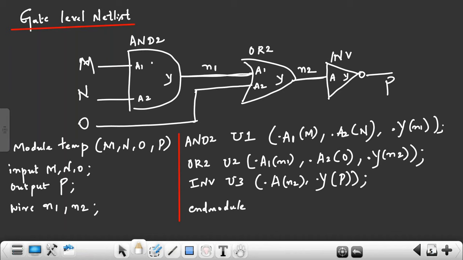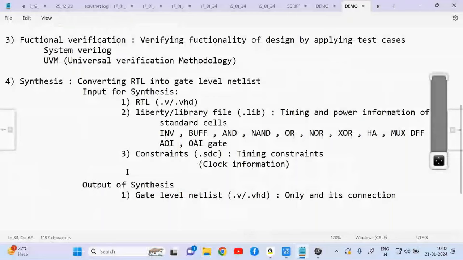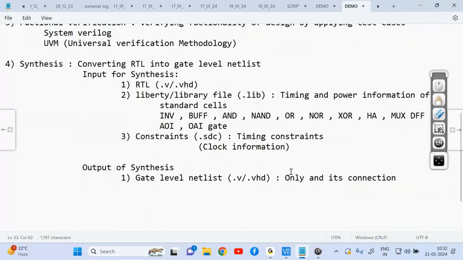So for this reason, it is called a gate level netlist, so that the design is at the gate level now. We don't have layout, only gates and their connections. The entire behavioral description has been converted into a gate level description. That is the output of your synthesis.